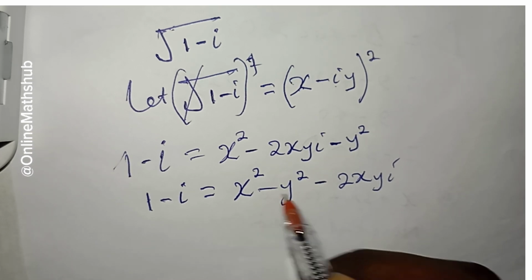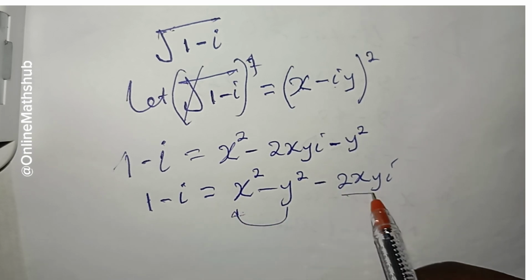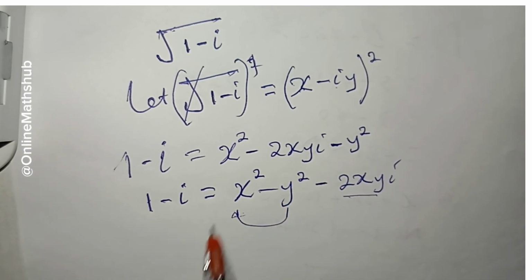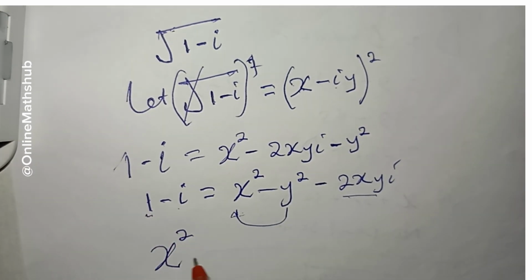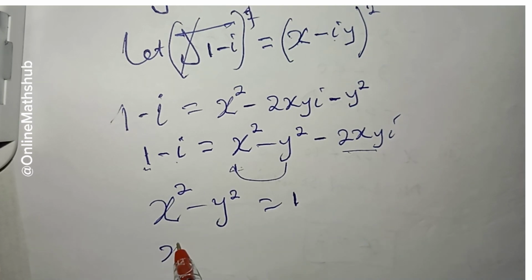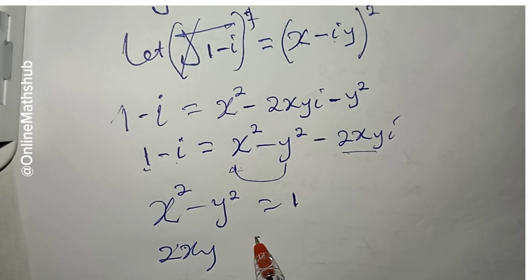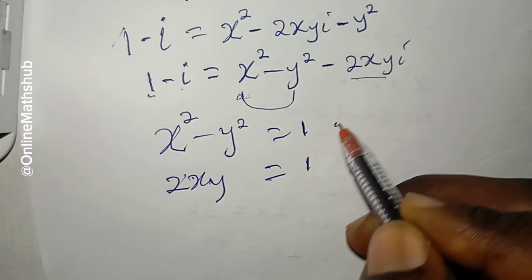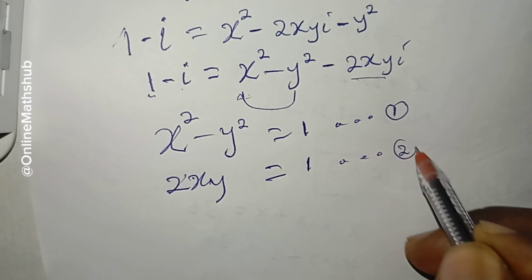Here we can just go ahead and compare coefficients. You can see that this one is the real part, and this is the imaginary part. I'm going to compare the real part to the real part, and 1 is the real part here. So obviously you can see that x squared minus y squared is equal to 1. Then for the imaginary part on the right hand side, 2xy is equal to 1. I'm going to name this equation 1, and this one equation 2.